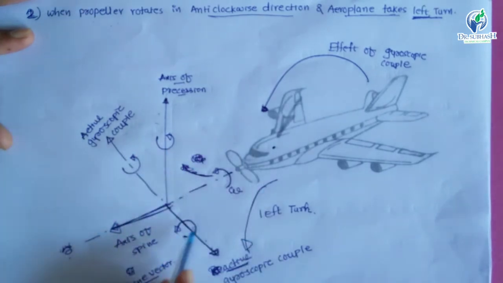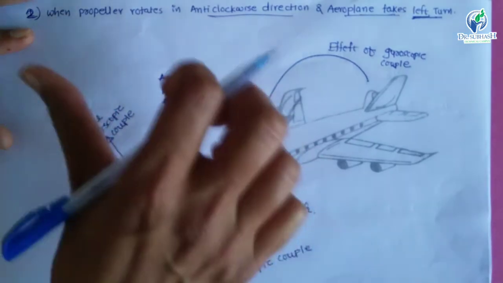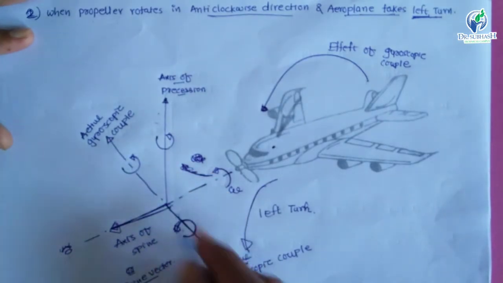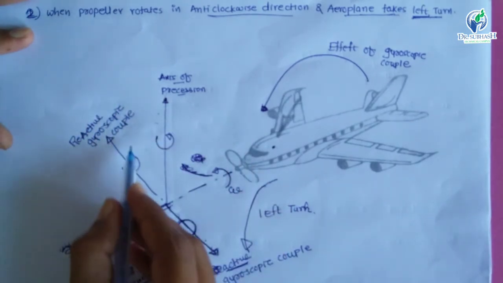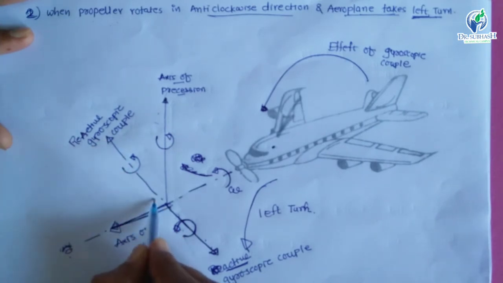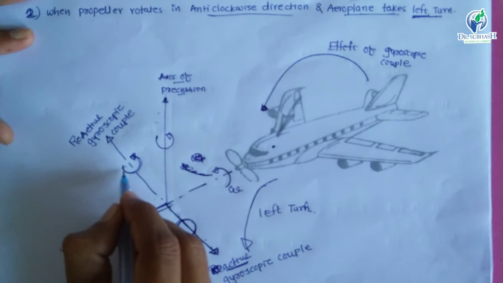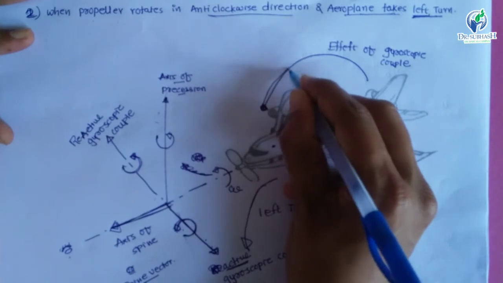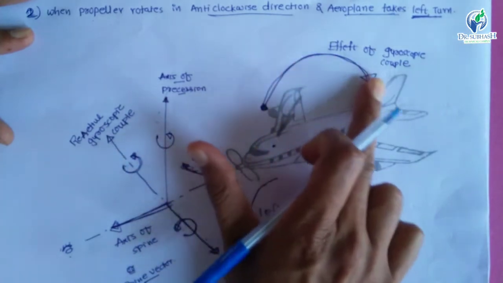Okay, again we apply the right hand screw rule. So this is the sense of rotation. In the opposite direction to the active gyroscopic couple, the reactive gyroscopic couple is acting. So this is the reactive gyroscopic couple, and this vector represents it. Again we apply the right hand screw rule, so this is the sense of rotation. Now if we represent this effect here, then this is the effect of reactive gyroscopic couple.